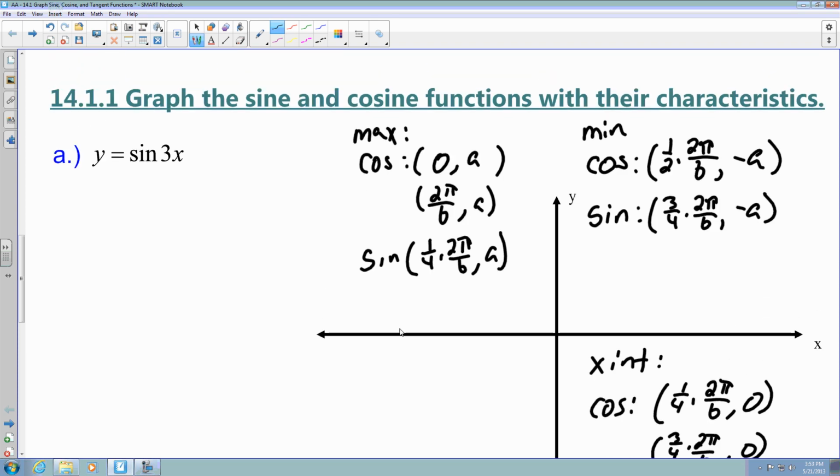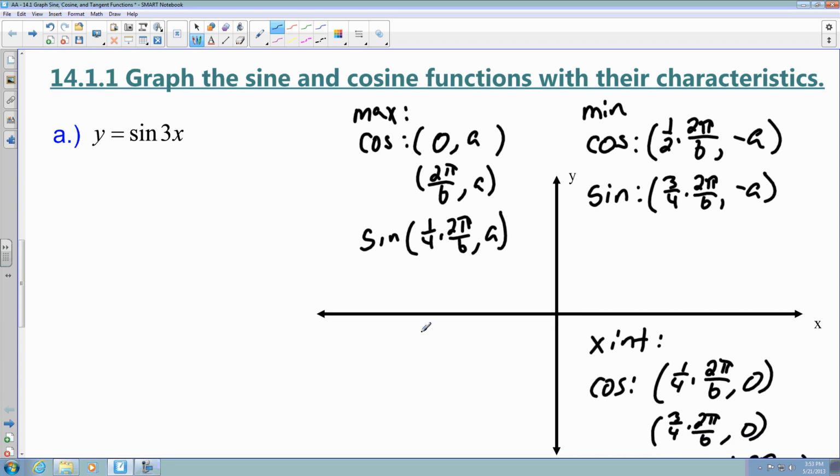So if I look at example A, for instance, the first thing I want to do is find what the amplitude is. To find the amplitude, I just look for what A is, and A happens to be 1. For B, I want to look for the period. The period is 2 pi over B, and B in this case is 3. So the period is 2 pi over 3.